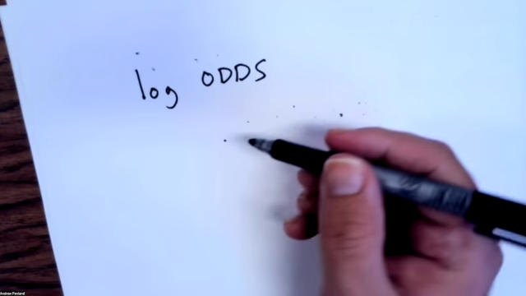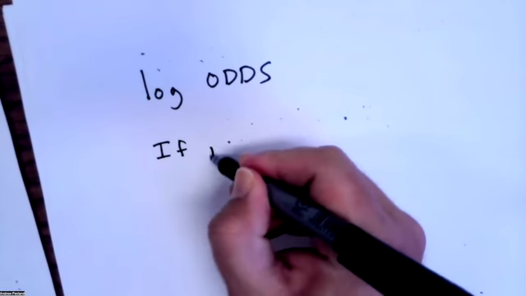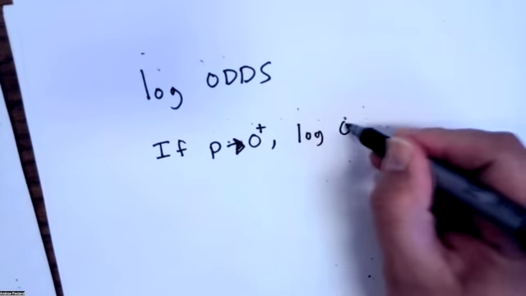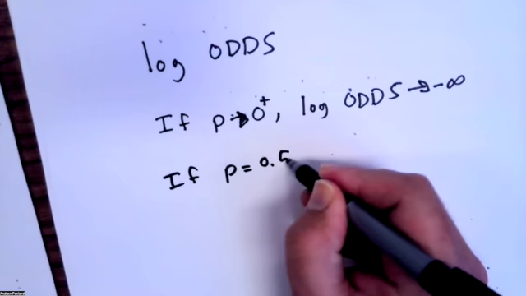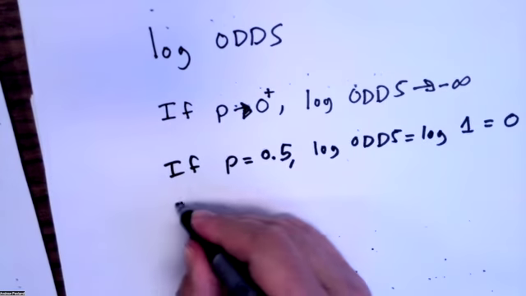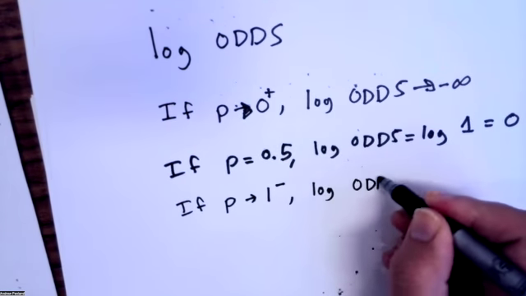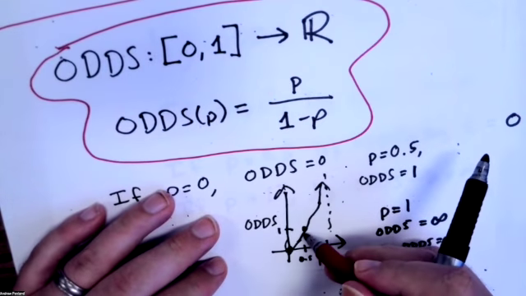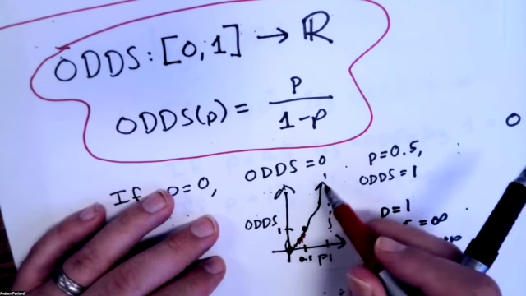This works better because now, instead of having this weird asymmetry, if I take the log, if P is approaching 0 from above, the log of the odds approaches negative infinity. If P is equal to 0.5, the log of the odds is log of 1, which is 0. And if P approaches 1 from below, the log of odds approaches positive infinity. And this somehow feels a lot better. Why? The negative class was squeezed into this corner here from 0 to 1, and then the positive class had all this space.